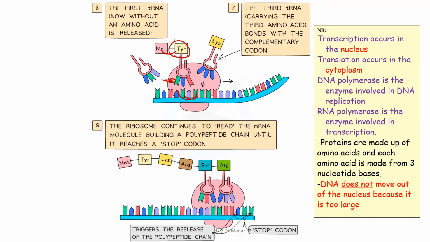And the two amino acids will bond by a peptide bond, which is also another condensation reaction. Then the first one will leave, and the third one will arrive, and the ribosome will keep on reading the messenger RNA until it reaches a stop codon. Okay? Stop codon. This is translation.